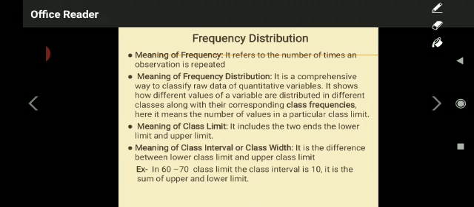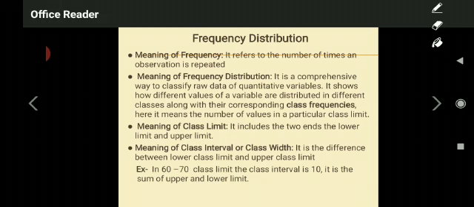Frequency distribution means in a given class limit, for example, or class interval, what we call it as. How many observations are coming? How many variables are coming? How many observations are coming in that particular class limit or class interval? We have to understand. That is called as frequency distribution.